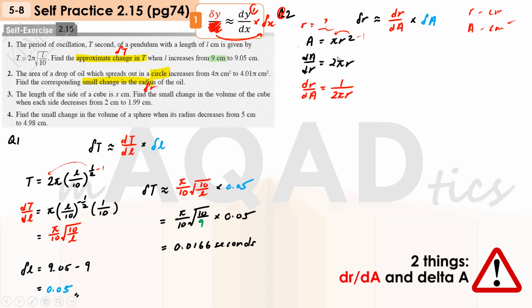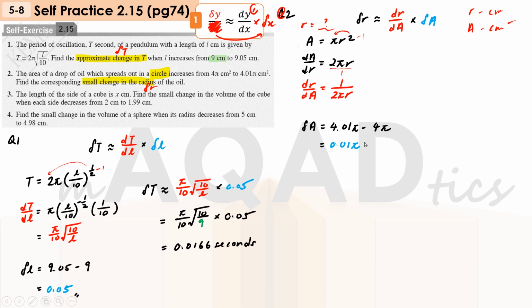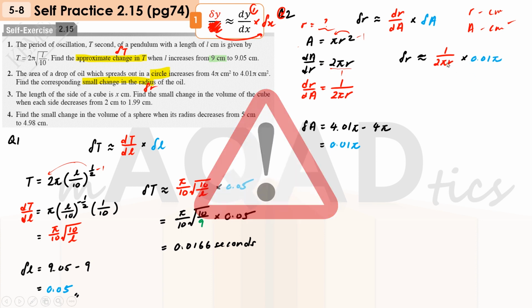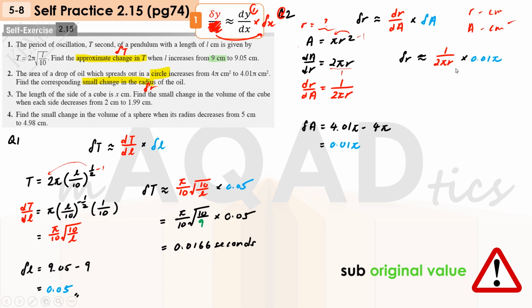So this one originally was 2 pi r over 1, so just invert. It will become 1 over 2 pi r. Then for this delta A, we can use these two values, find the differences, then we'll get the answer. And then to find this delta r, we can multiply these two values together. For this value of r, we need to find the original value, but if you go back to the question, it does not give the original value of r. But this question does give us the original value of A.